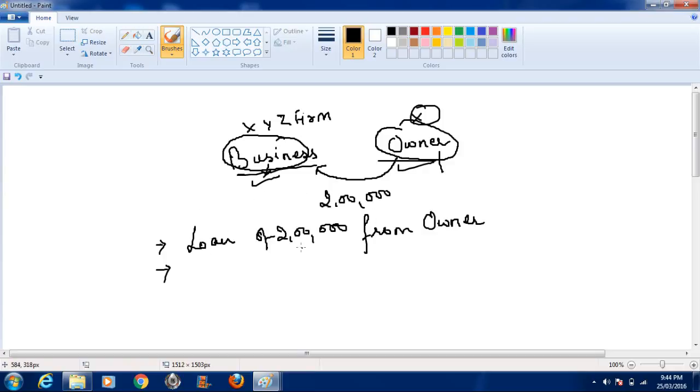So this is a very important concept. Always keep in mind that the business and its owner are two separate people. It is not one. Accounting for the business is done separately, and accounting for its owner is done separately. So what is introduced by the owner in his or her business is like a loan for the business, a loan taken from the owner. This is a very important concept.